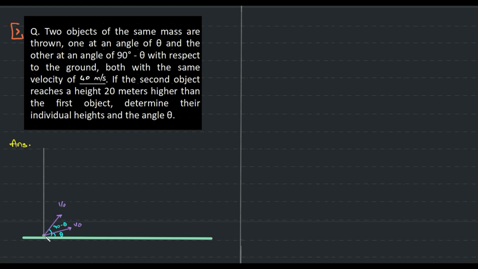So here we need to figure out v0 and theta, if I'm right. Oh, sorry, v0 is given actually. That is 40 meter per second. What we have to figure out is the height and the angle. So the second object reaches a higher height. This is 20 meter higher than the first one. If this is h from the ground, that is h plus 20 basically.